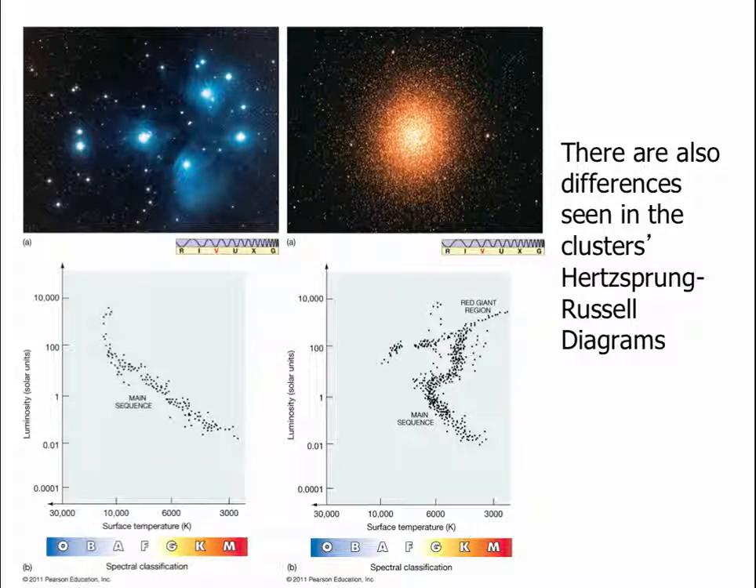So why do these Hertzsprung-Russell diagrams look so different for the two different types of star clusters? Well, let's go through the reasoning of both what a star cluster is and how it would make a Hertzsprung-Russell diagram.